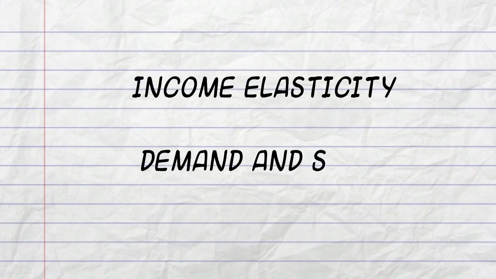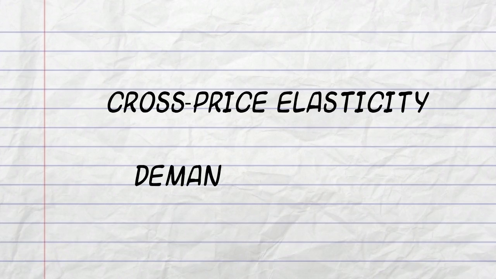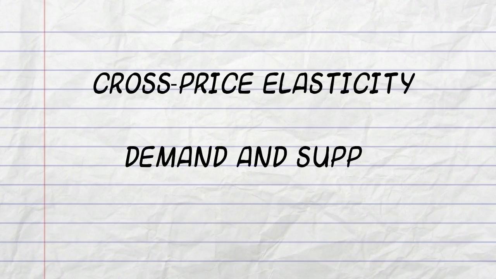In economics, the income elasticity of demand is the responsiveness of the quantity demanded for a good to a change in consumer income. As we learned previously, inferior goods have an inverse relationship between income and demand, which results in a negative income elasticity of demand. On the other hand, normal goods have a positive relationship between income and demand, which is reflected in a positive income elasticity of demand.